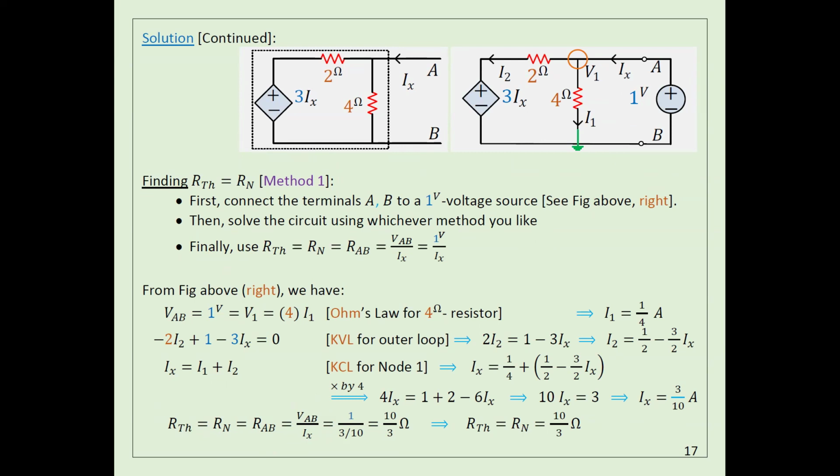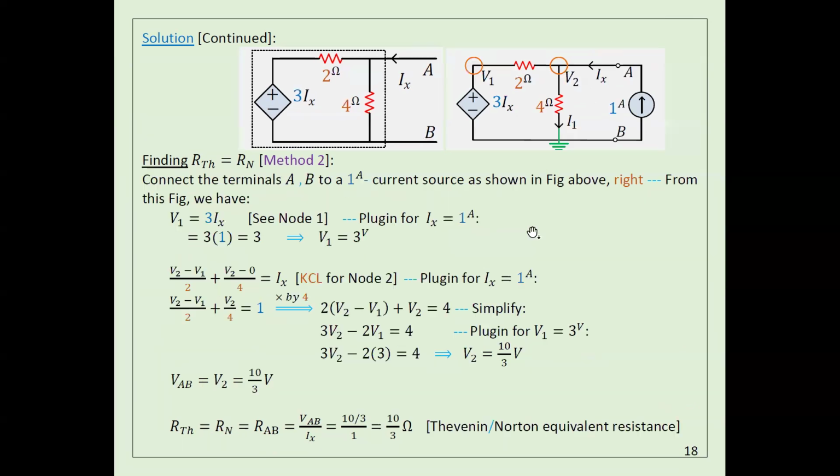Okay, so which one is easy for you? Is it easy to put a voltage source here, where you know the voltage and then you try to find the current? Or it may be easier if you already know the current, but you need to find the voltage. Both of them should give the same results.